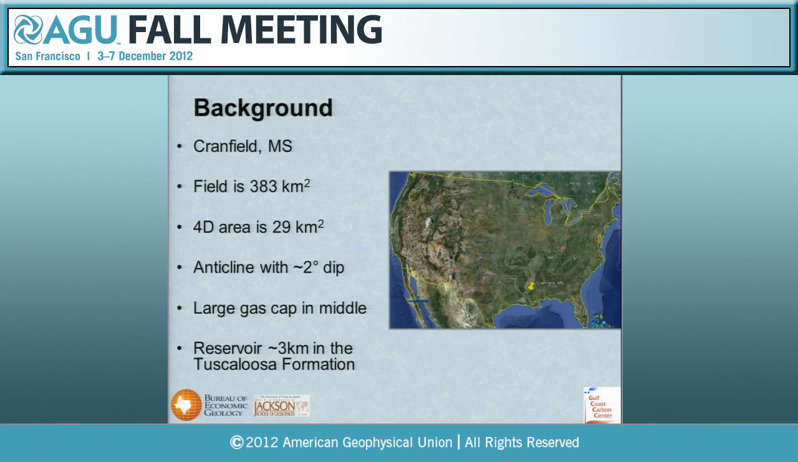Cranfield, Mississippi is located right here in southwest Mississippi in the southeastern United States. The entire field itself is 383 square kilometers, but the 4D area that I'm looking at is just 29 square kilometers. It's a shallowly dipping anticline with about a 2-degree dip and has a large gas cap present in the middle. The reservoir itself is a clastic reservoir located at about 3 kilometers in the Tuscaloosa Formation. It's comprised mostly of lithic fragment-rich sandstones, muddy sandstones, and cross-bedded conglomerate cherts.